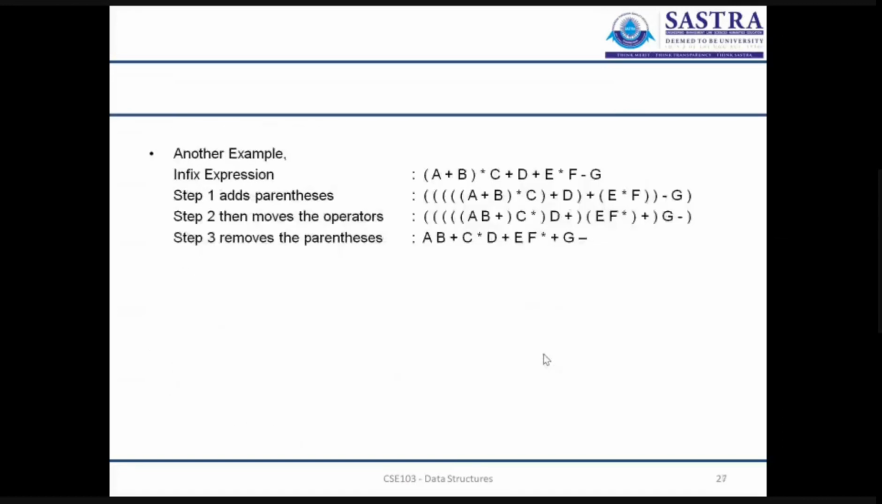Another example is given here. This is a little complex: a plus b star c plus d plus e plus f minus g. So first a plus b, then a plus b into c, and then e into f, then a plus b into c plus d, that is another component, then e into f, and finally subtracting g.